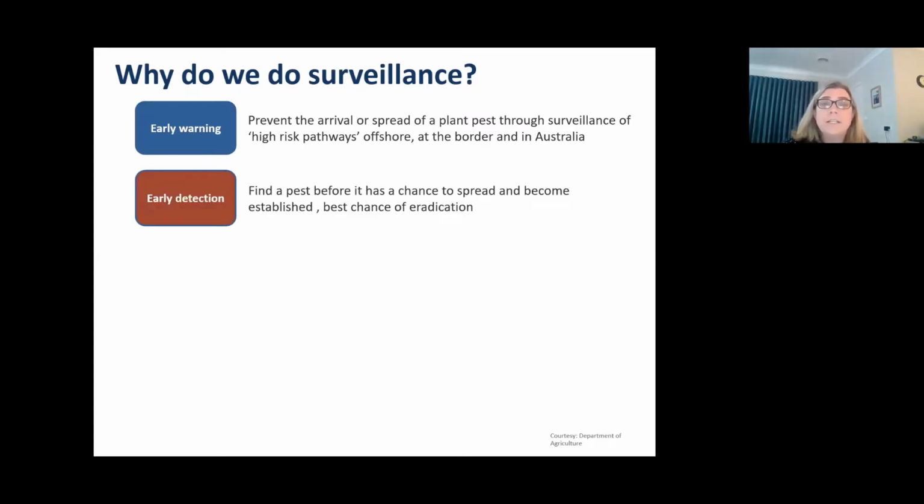We also do surveillance to support early detection. So early detection is really important because the earlier we can detect a pest, the better chance we have of restricting its spread and managing it, and even ultimately of eradicating that pest.